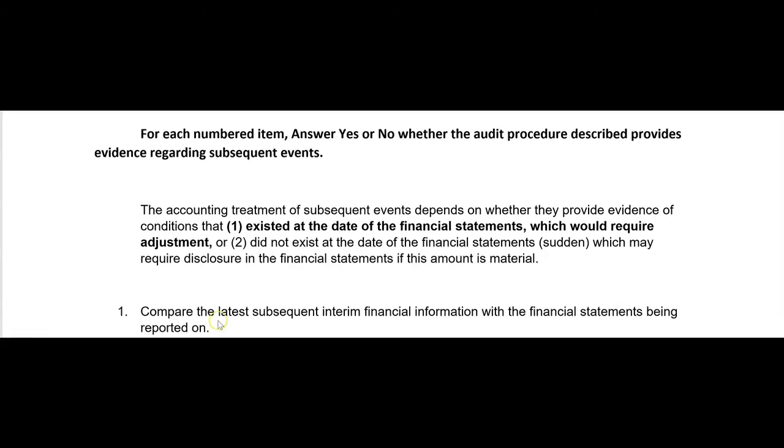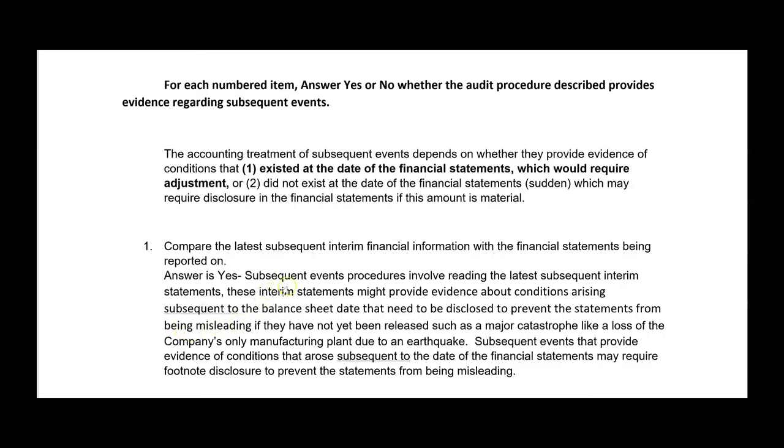Number one, compare the latest subsequent interim financial information with the financial statements being reported on. So would that procedure provide evidence of subsequent events? Events that either require restatement or footnote disclosure? And the answer to number one is yes. Subsequent events procedure involves reading the latest subsequent interim financial statements. These interim statements might have come out in January or February, and they might provide evidence about conditions arising subsequent to the balance sheet date that need to be disclosed to prevent the statements from being misleading if these statements have not yet been released.